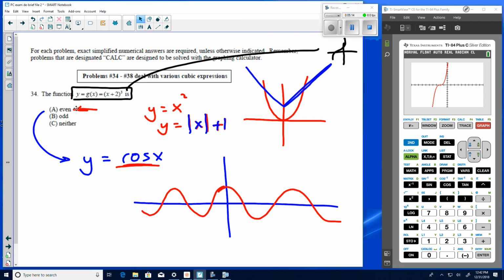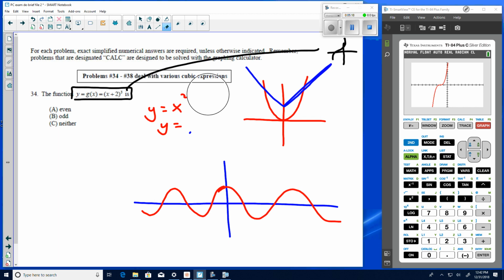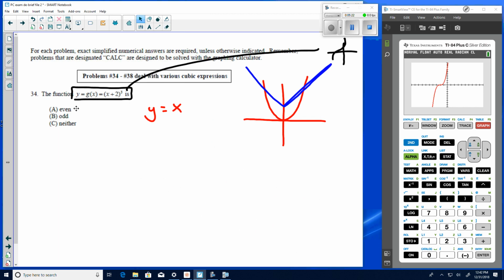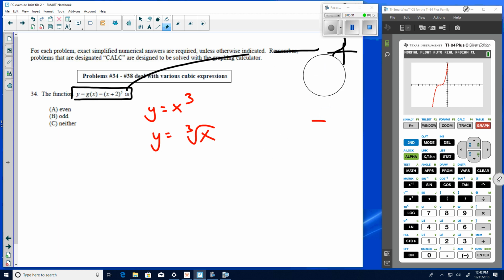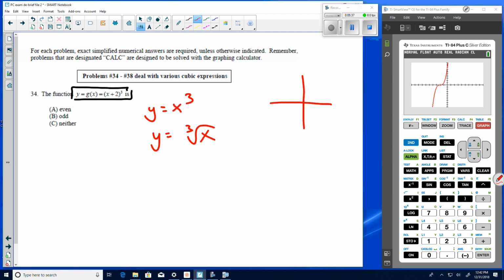Odd functions. Odd functions would be like y equals x cubed, or y is equal to the cube root of x, for example. And again, these are in your basic library of functions. You should know what they look like. Y equals x cubed, well, we've already seen. It looks like that. Now, it's not symmetric about the y-axis or the x-axis, but rather symmetric about the origin.